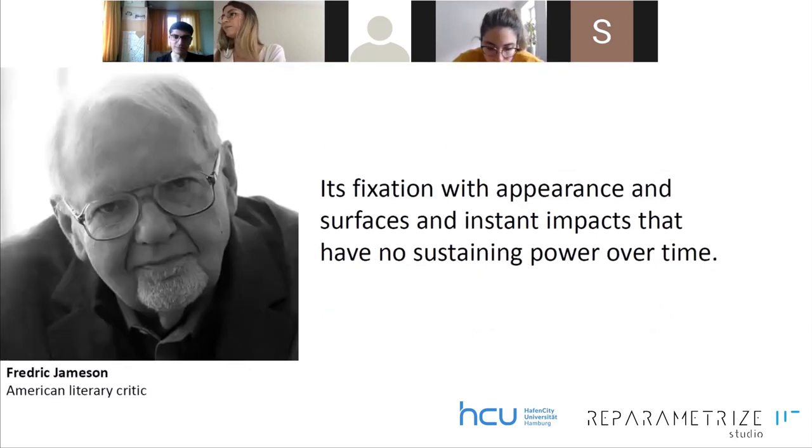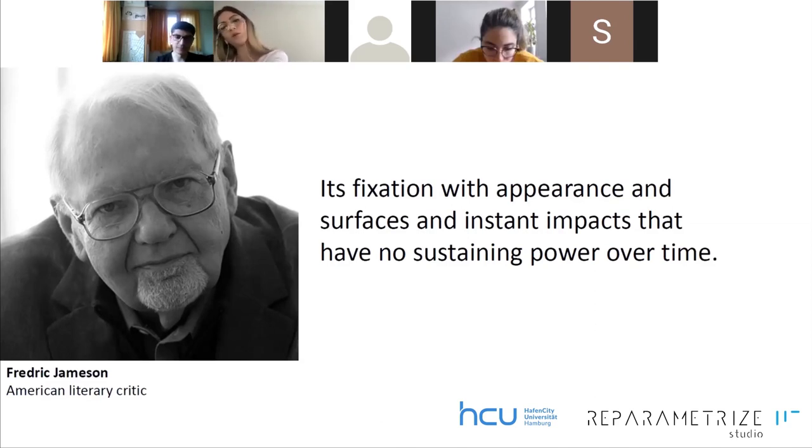If we go to the next one, you can see all of these literary figures and philosophers talking about architecture in a certain way. Frederic Jameson said, "It's a fixation with appearance and surfaces and instant impact that have no sustaining power over time," which you can see in all the malls around the world, and doesn't really need a lot of explanation. So as I said, we need to focus more on the core of architecture and look at it from a literary point of view, from a history point of view, from a psychology and neuroscience point of view.